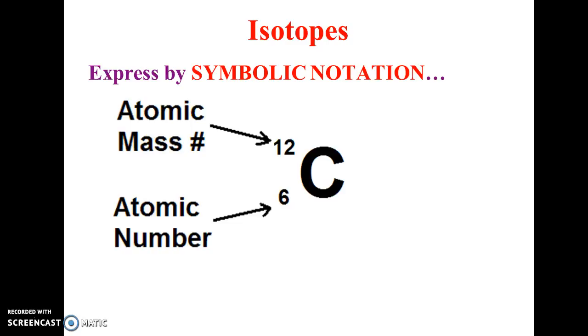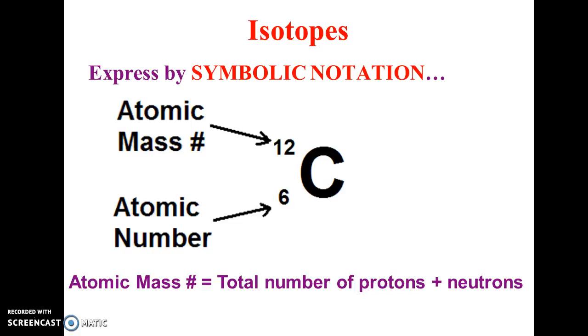And that's the other difference. It is an atomic mass number, not the atomic mass. You notice it doesn't have the decimal points. It just has the number 12. The atomic mass number represents the total number of protons and neutrons in that particular atom. It's not an average, it's the number in this particular atom.